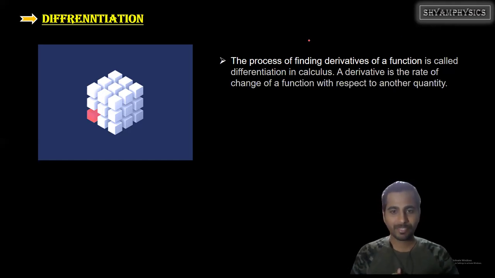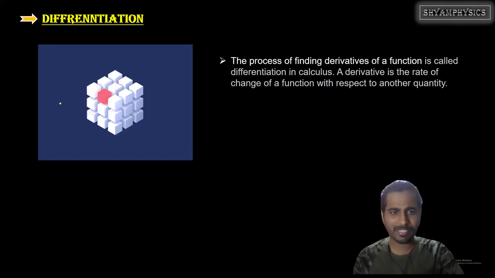This is Sham. Today in this class, we are going to discuss differentiation, which is essential for the subject physics in order to solve questions and also deal with some concepts. Okay, let's start with a simple way of understanding differentiation.